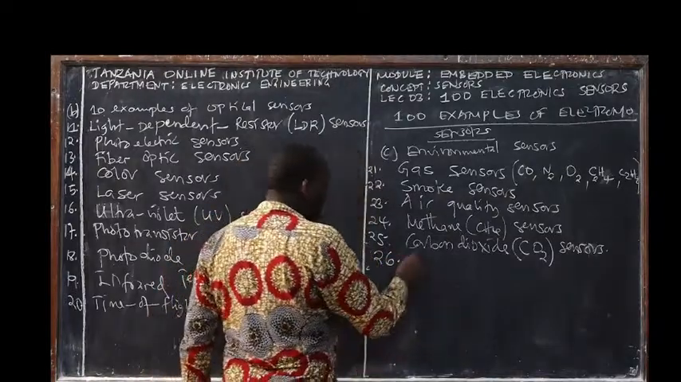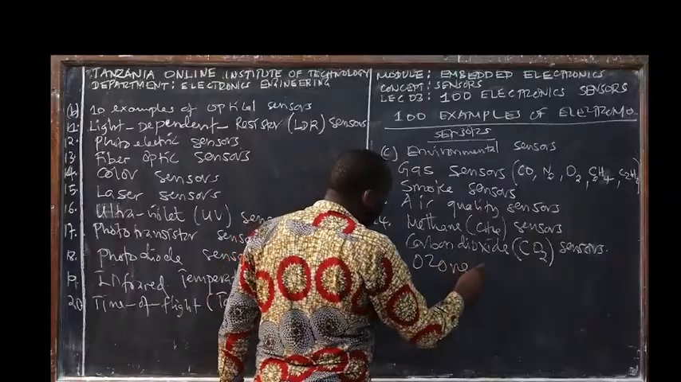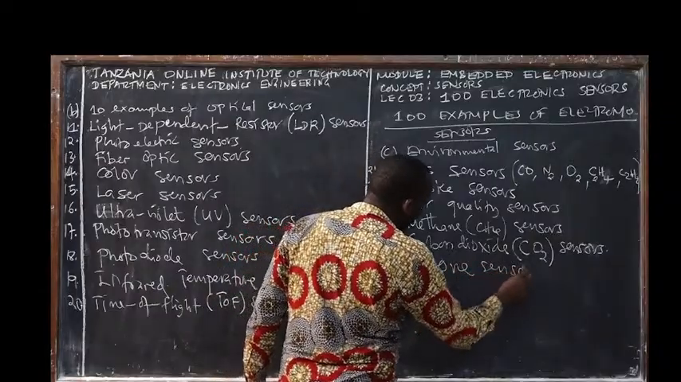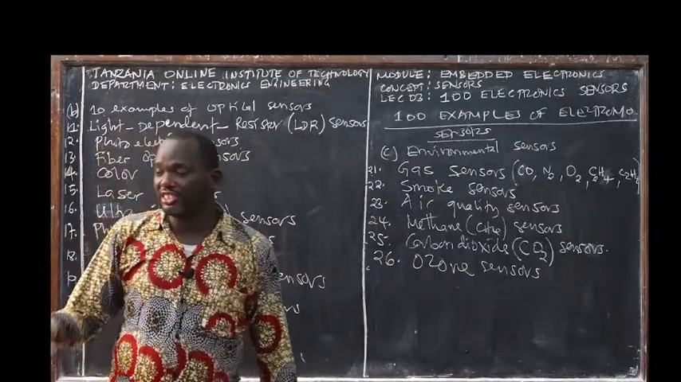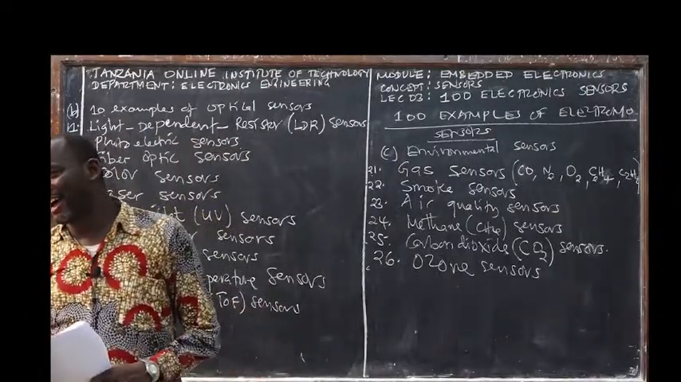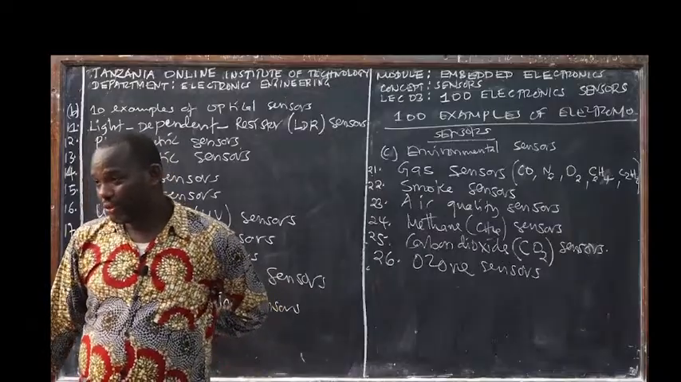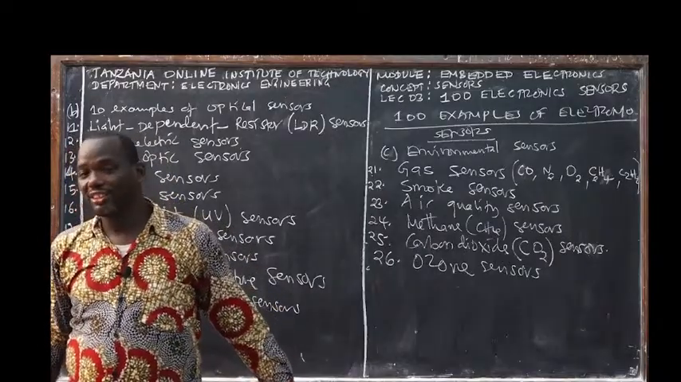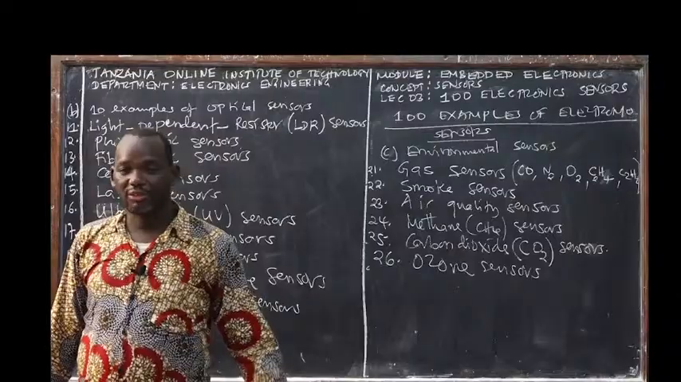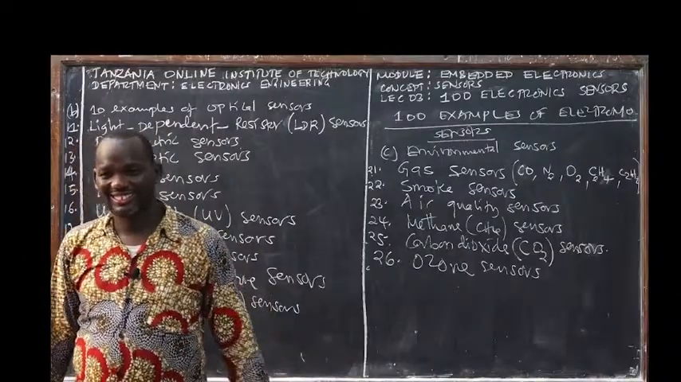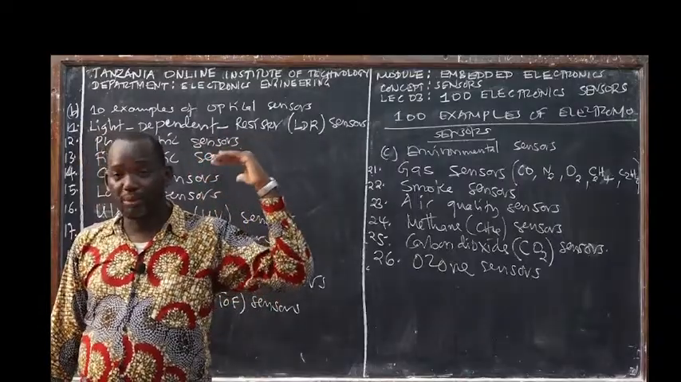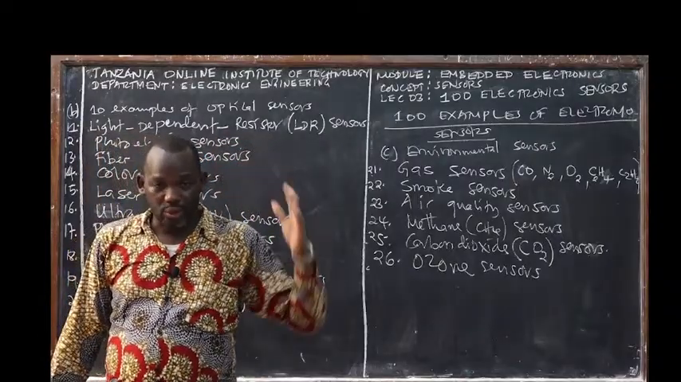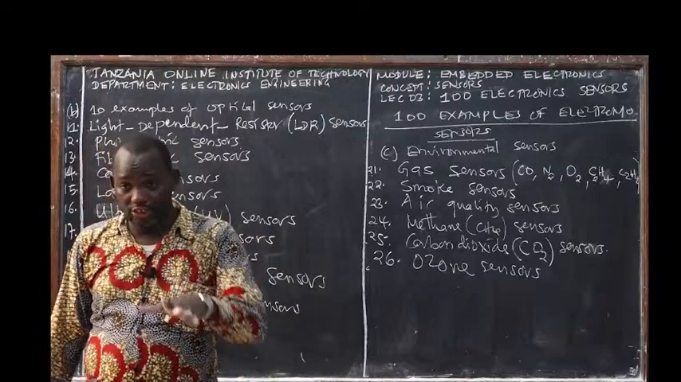Then the next sensor is called the ozone sensor. Say ozone sensors. You learned ozone in general study? No, in electronics, in geophysics. You learned ozone also in chemistry. But in chemistry, we have something called ozonolysis. But when we talk about ozone here, we mean the atmosphere. So you are learning about ozone in telecommunication also.